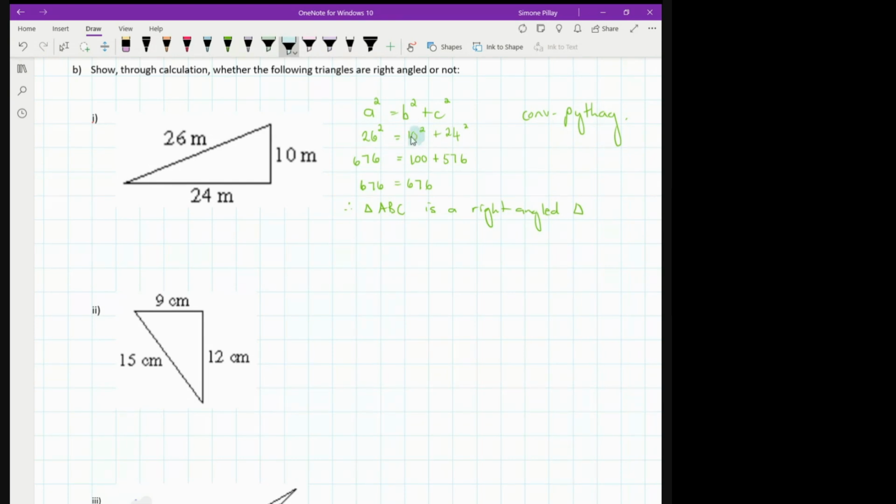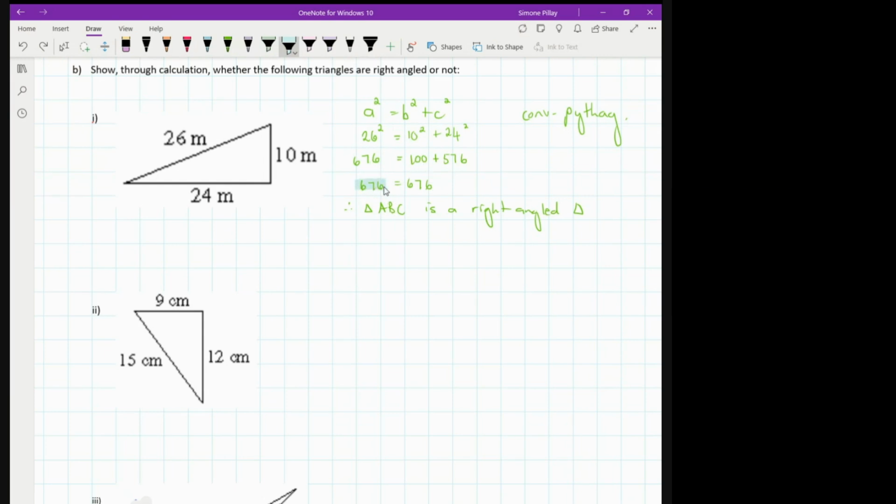The other two sides, it doesn't matter which order you put them in, as long as you had them both on this side, on your right hand side, you would have been fine. You were going to multiply out your exponents. So you're going to say 26 times 26, 10 times 10, 24 times 24. And then you would have gotten these answers that Brie gave me over here.